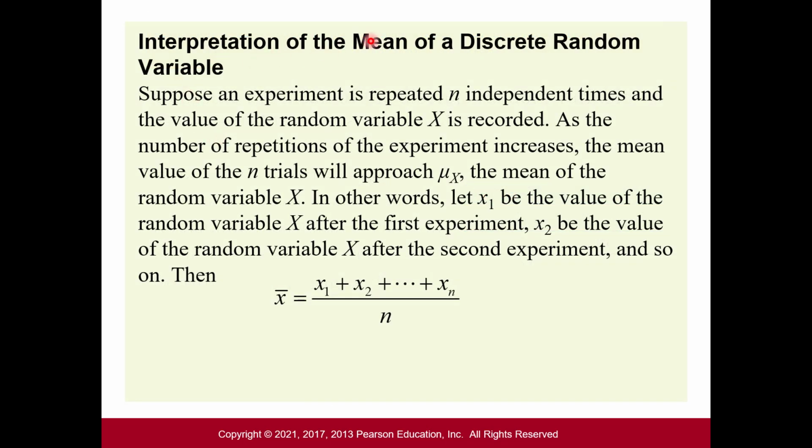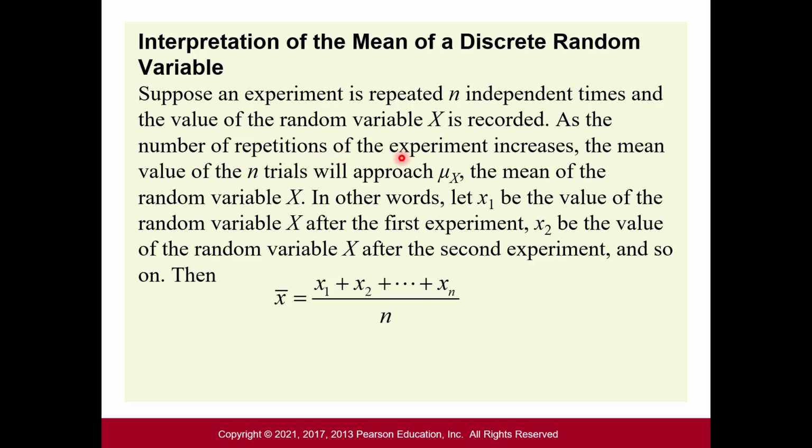So let's interpret the mean of a discrete random variable. We just calculated it using a formula, but we've learned about the mean in the past, so let's compare what we've seen before with what we just did. Suppose an experiment is repeated n independent times, and the value of the random variable x is recorded. So you're just doing an experiment, and n represents how many times you did this.